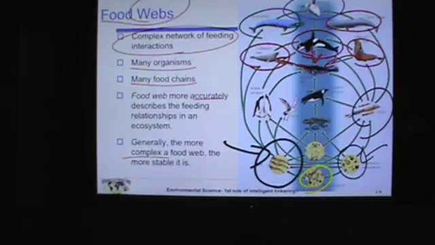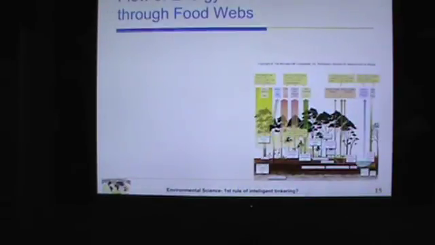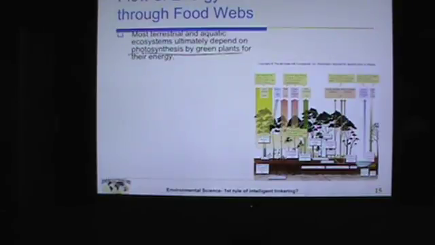Generally, the more complex a food web, the more stable it is. And stability is very, very important. You can recover from disturbance if you have a stable food web. Very healthy. I like that word, healthy, coming in there. So, flow of energy and nutrients through food webs. We'll see this picture in a little bigger form in a moment. But most terrestrial and aquatic ecosystems ultimately depend upon sunlight, photosynthesis driven by sunlight, by green plants for their energy.